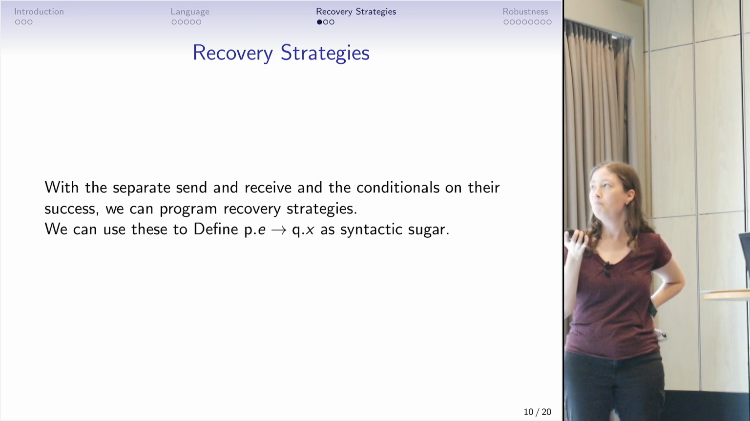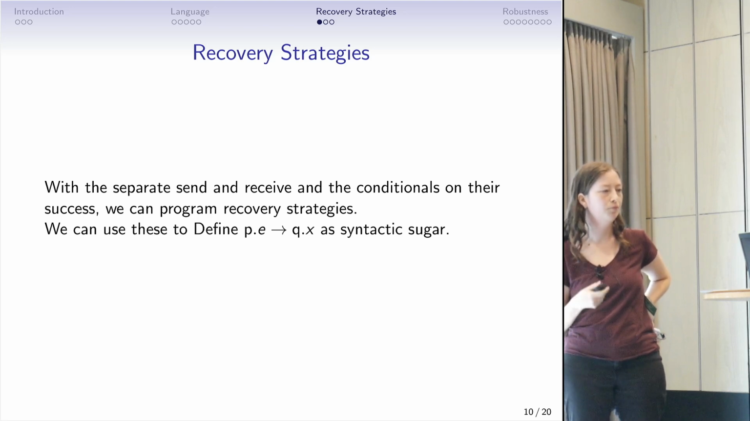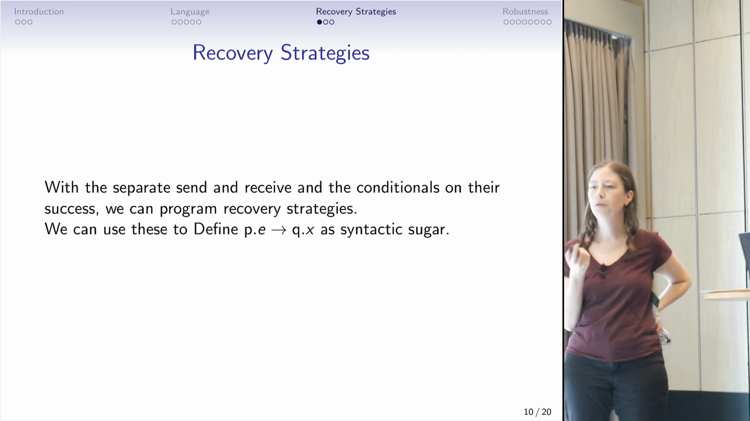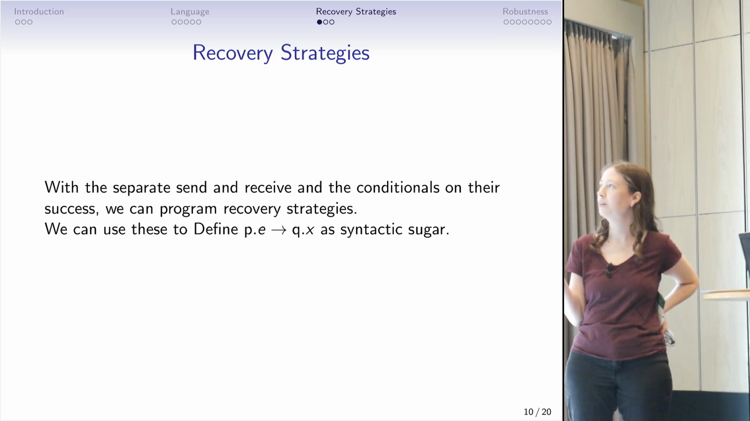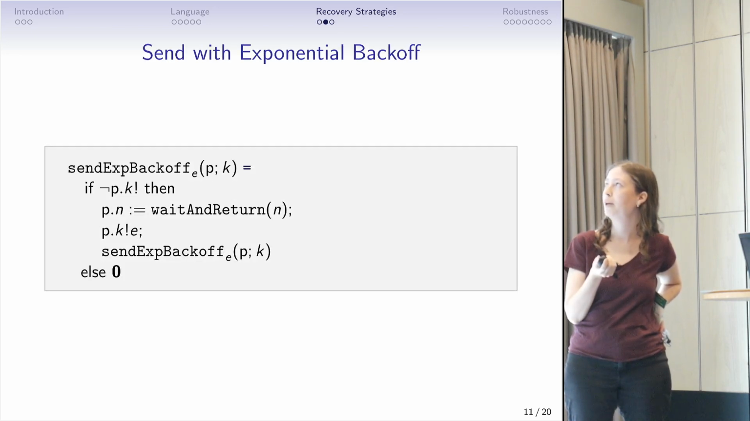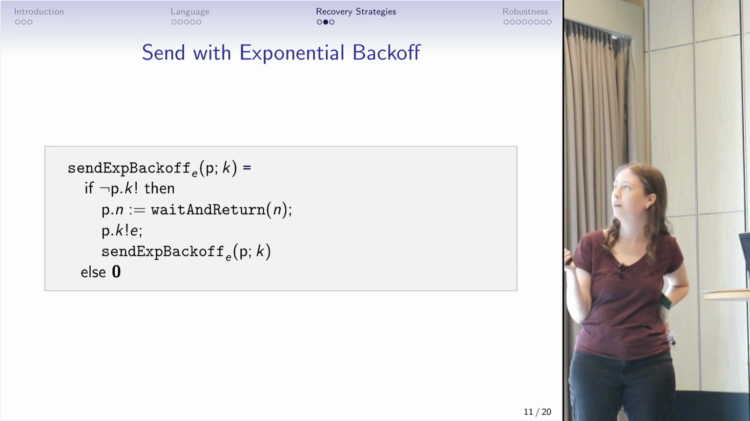One benefit from having separate send and receive primitives is that we don't have to try the same number of times to send as we do to receive, which is useful because if the send fails 5 times, the receive might still succeed the first time. So no point in receiving too many times. But we still want to be able to program something that looks like this little arrow here, syntactic sugar. One way we do that is, for example, a send with exponential backoff. That looks like this. We define this as a recursive function, send with exponential backoff.